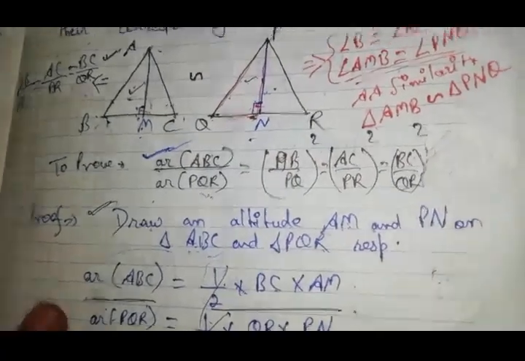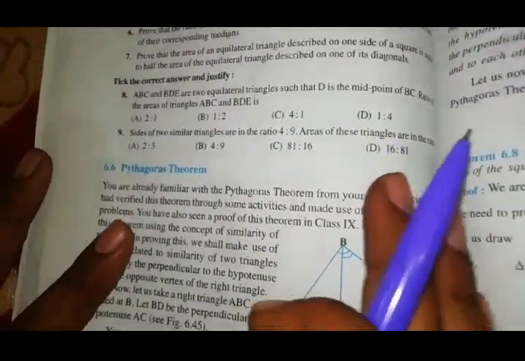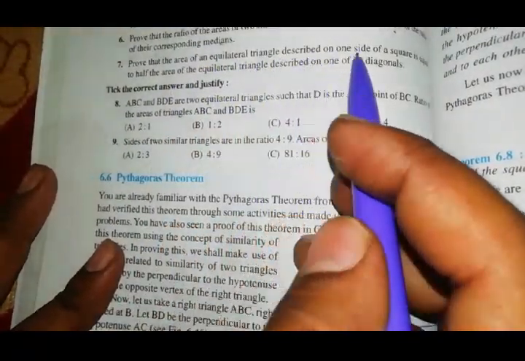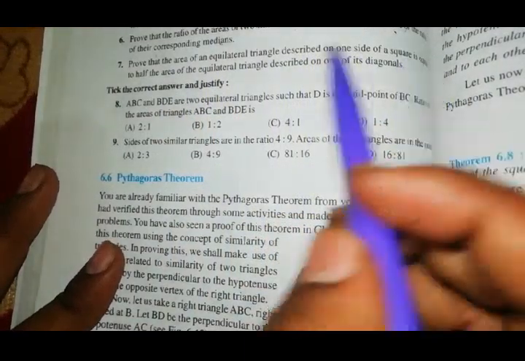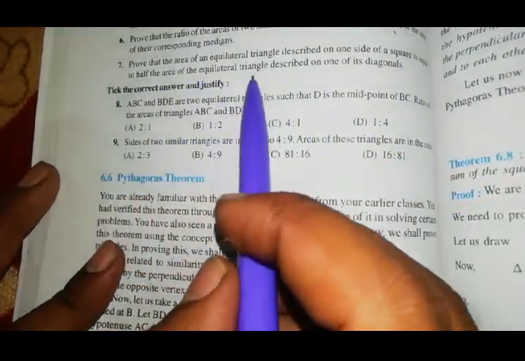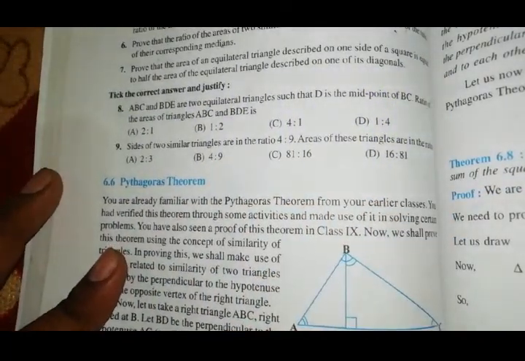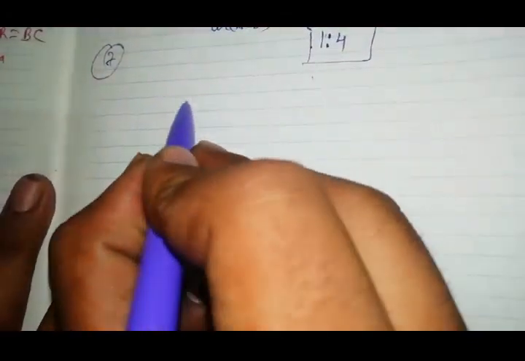Now let's move to the 7th question. In this question it is said, prove that the area of an equilateral triangle described on one side of a square is equal to half of the area of the equilateral triangle described on one of its diagonals. So in the 7th question, it is said that we have a square.